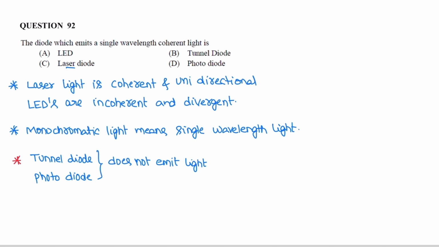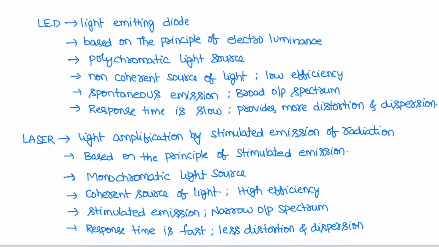Let us see the differences between laser and LED. LED is a light emitting diode. Laser stands for light amplification by stimulated emission of radiation. LED works on the principle of electroluminescence. Laser is based on the principle of stimulated emission.